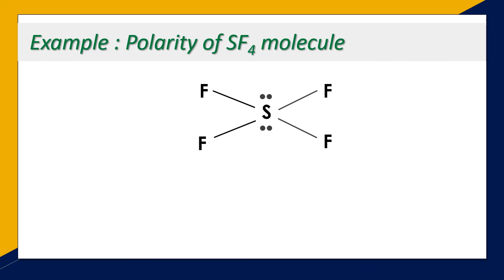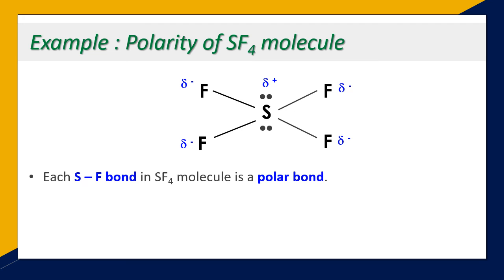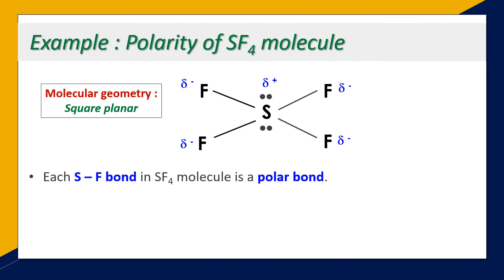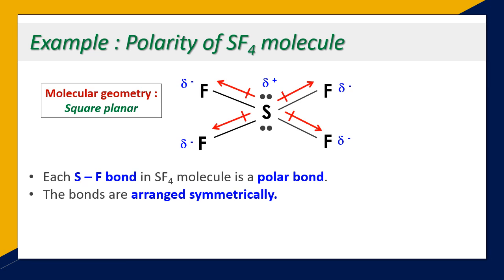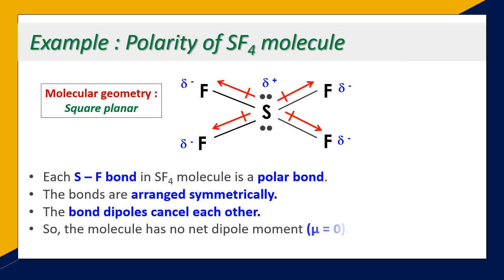The next example is sulfur tetrafluoride. This molecule consists of S-F bonds, which are polar bonds. All of these bonds are arranged symmetrically in square planar. Thus, the bond dipoles can cancel each other. That produces a molecule with no net dipole moment, or equal to 0. Therefore, the SF4 molecule is a nonpolar molecule.